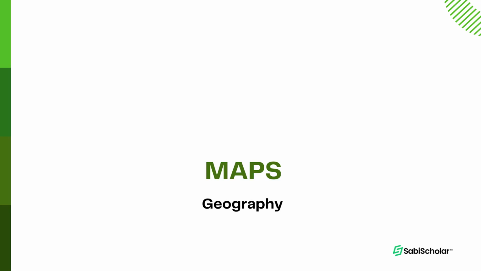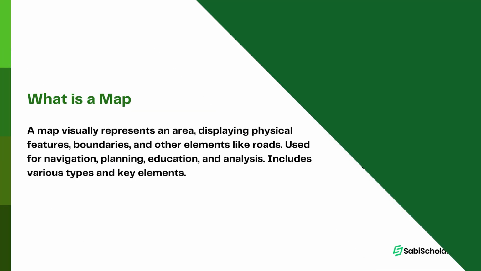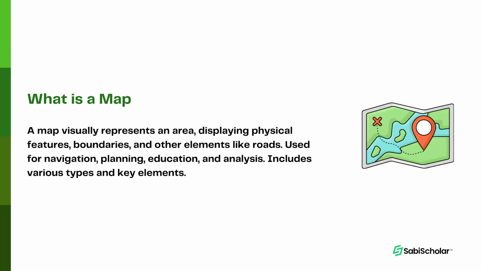Welcome back. So we're going to be looking at a new topic, which is maps. What's a map? In geography, a map is a visual representation of an area showing the physical features, boundaries, and often other elements such as political boundaries, roads, landmarks. Essentially, maps are used for a variety of purposes, including navigating, planning, education, and analysis.